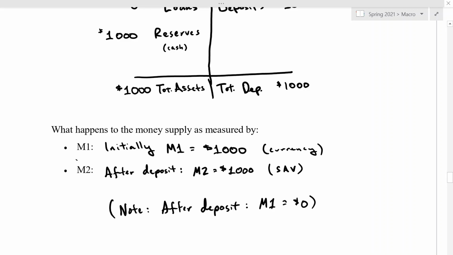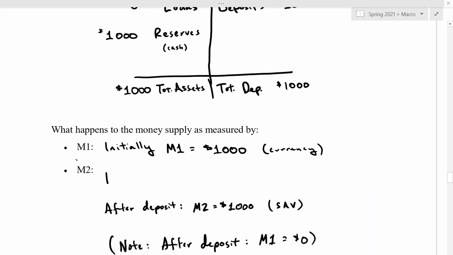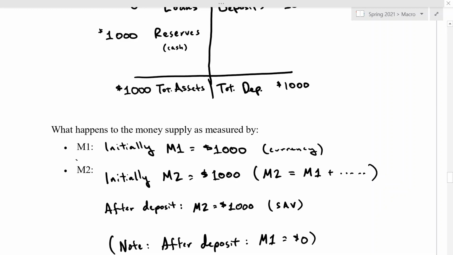The other interesting note is that initially, I'm going to make a small change here. The M2 initially is also equal to 1,000 because M2 is equal to M1 plus all this other stuff, including savings accounts. So the M2 is always 1,000. M1 was 1,000, but it moves down to 0.